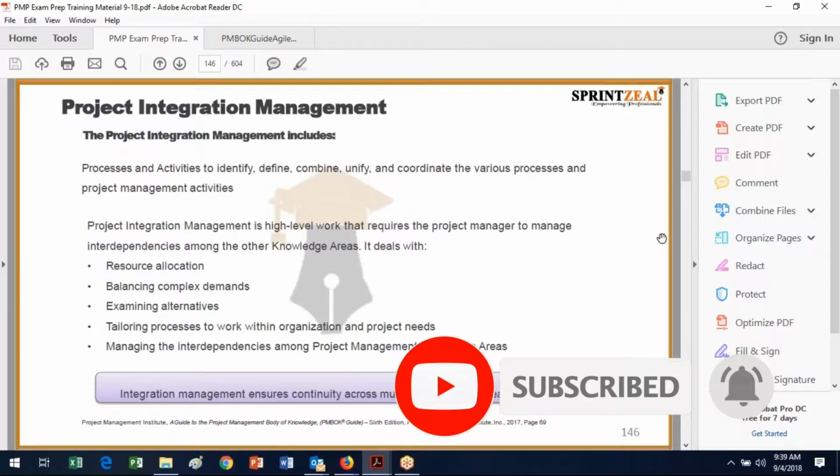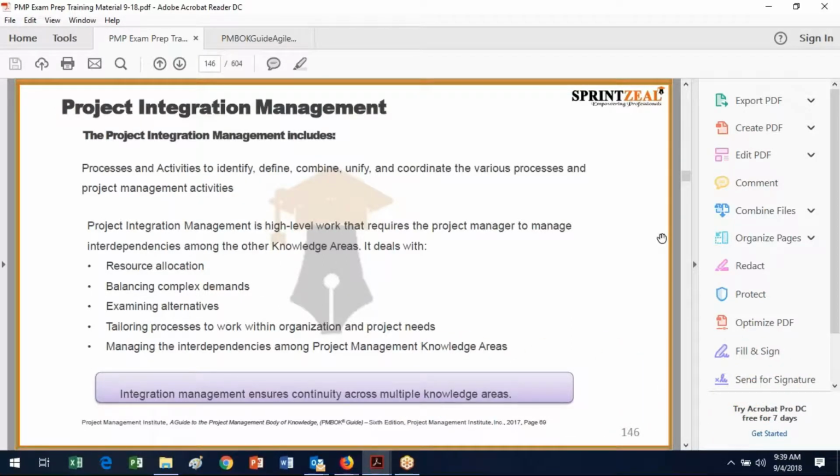Project integration management includes the processes and activities to define, combine, unify, and coordinate the various processes and project management activities. That is a specific definition from the PMBOK of project integration management. So that is probably something you really want to know, because if they gave you that definition, would you be able to put that with the appropriate knowledge area?